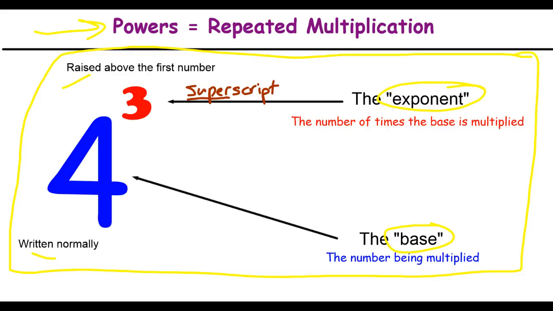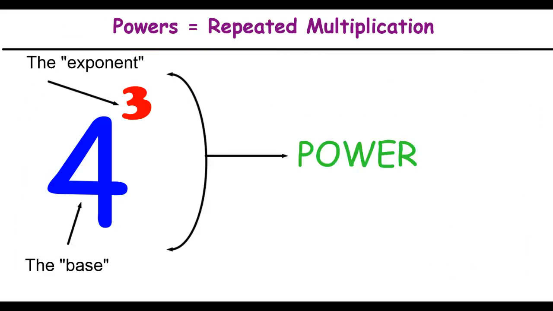So altogether then, these things create what is called a power. The exponent and the base together create powers. Now, we know when we add, we call the operation addition. When we subtract, we call it subtraction, multiply, multiplication, etc.